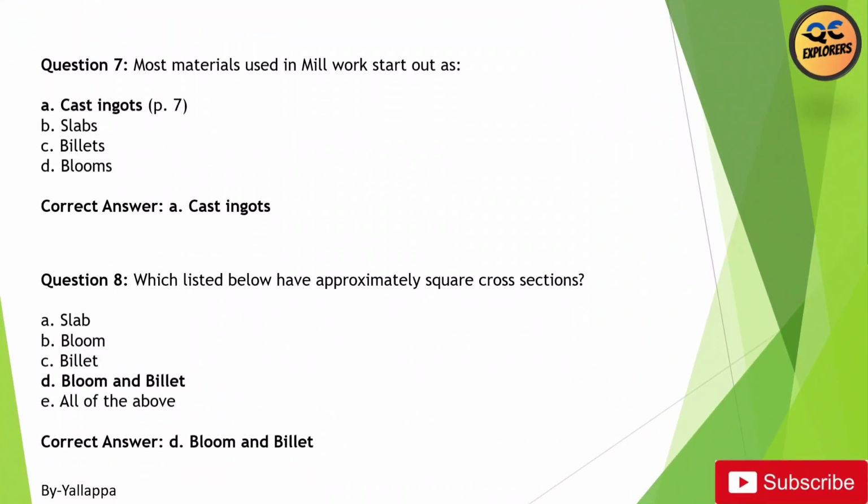In question 7, we look at the starting point. Most millwork starts as A, cast ingots. However, for question 8, remember your shapes. D, blooms and billets both typically have square cross-sections, though they differ in size.